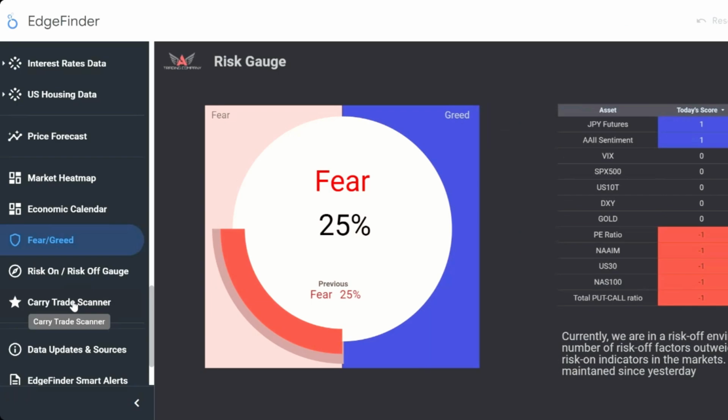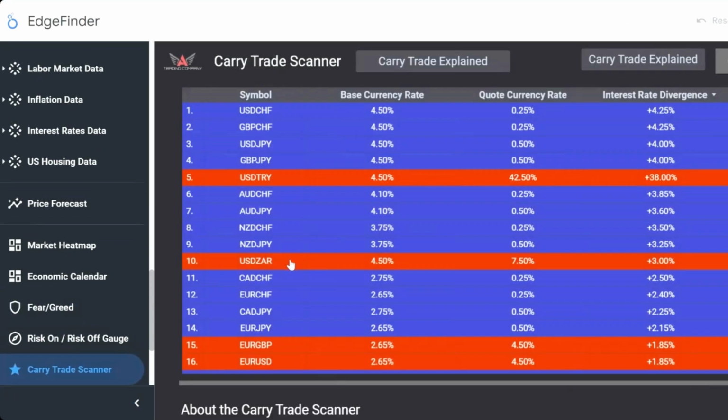And if you're a carry trader, a long-term trader, you can also go through the carry trade scanner, which is also very useful when you want to pair a high yield currency with a low yield currency.